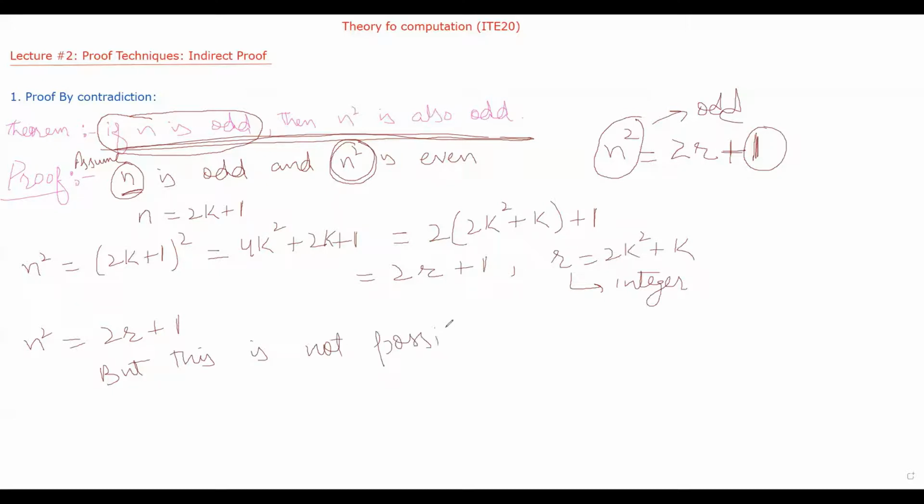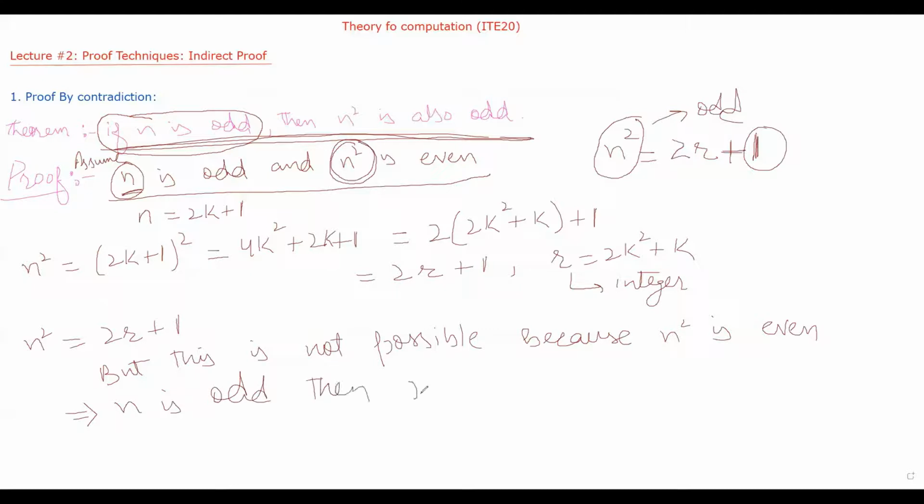This is not possible because we have assumed n square is even. So this particular assumption was wrong. That implies our assumption was wrong. That is, if n is odd, then n square will also be odd. So we have indirectly proved this theorem using proof by contradiction. Okay, this was theorem 4.